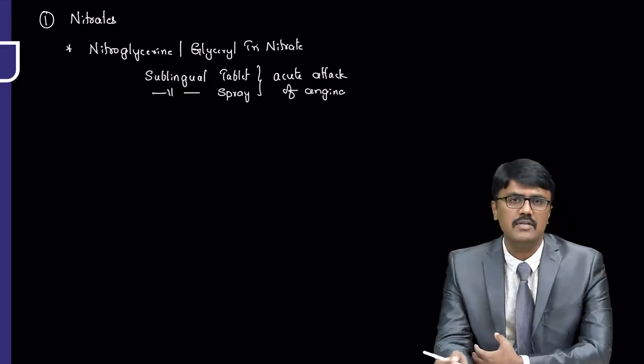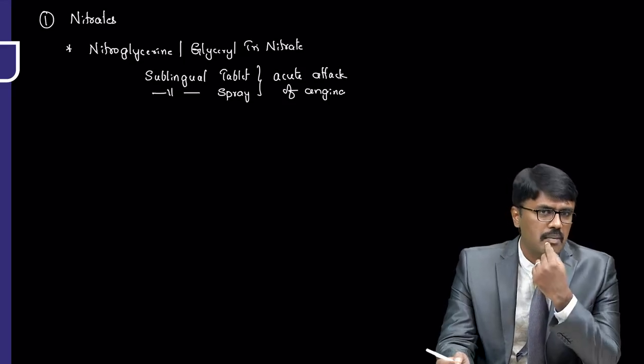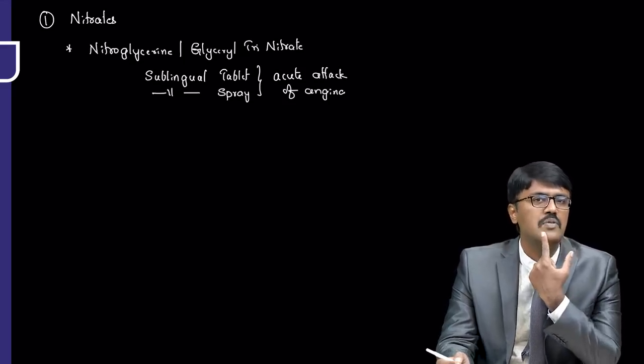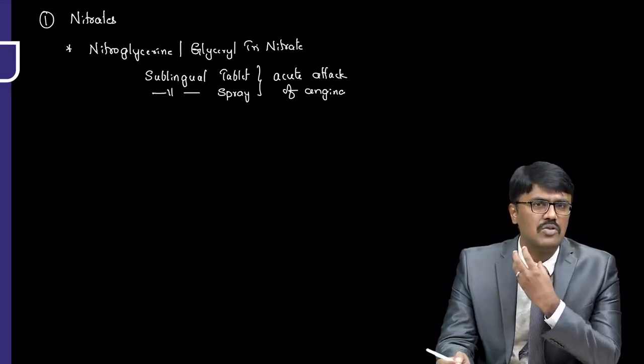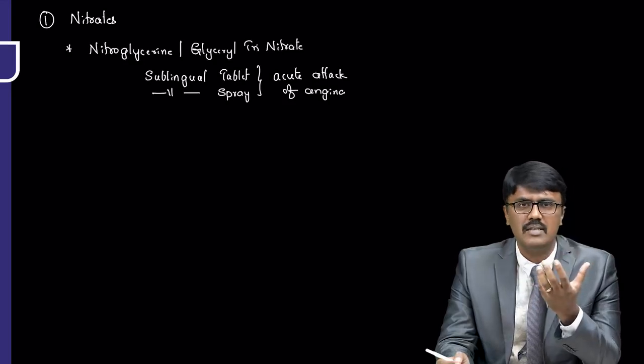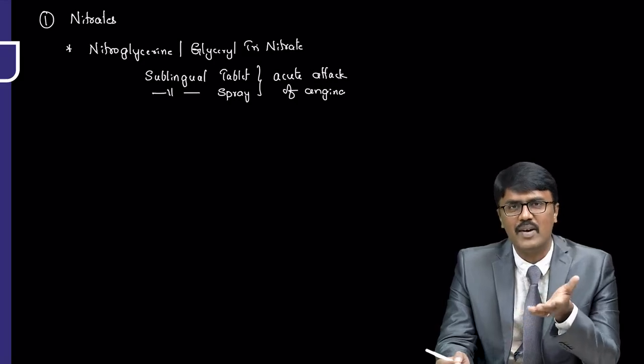Why do we give it sublingually? We'll correlate with general pharmacology. When we give the tablet sublingually, the drug is absorbed through the lingual vein and goes directly to the heart. There is no first pass metabolism. That's the reason the sublingual route can be used in an emergency, and why we use it in an acute attack of angina.